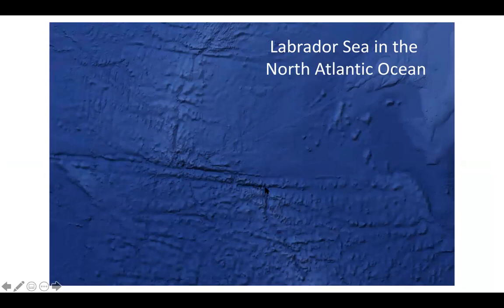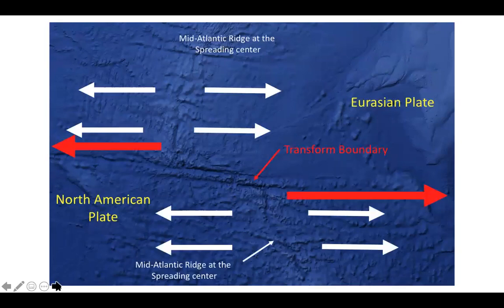So at some time in the past, this mountain ridge used to be continuous. It would travel up along here and then continue to the north. But because this part of the plate is now heading to the west and this part of the plate is heading to the east, this transform boundary exists where the land under the ocean slides side to side.